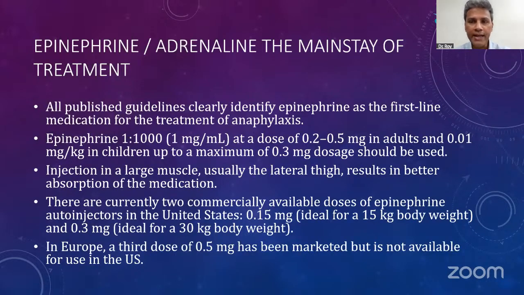I think beyond any doubt, what remains as the cornerstone of management of anaphylaxis is epinephrine or adrenaline. Epinephrine in the US, adrenaline in the UK and India, it's the same thing. And we are well aware of the dosages. I won't go through that again, but as we know, the commonly available ones are at 0.15 and 0.3 milligrams. The injection is usually given in the mid-outer thigh, but can also be given in the deltoid muscle. But it needs to be intramuscular, as we very well know.